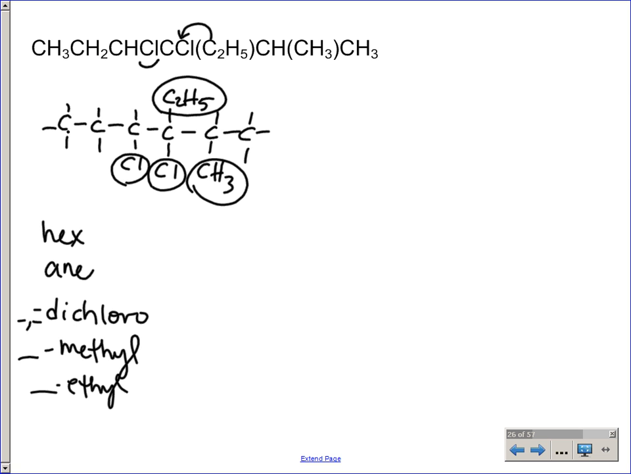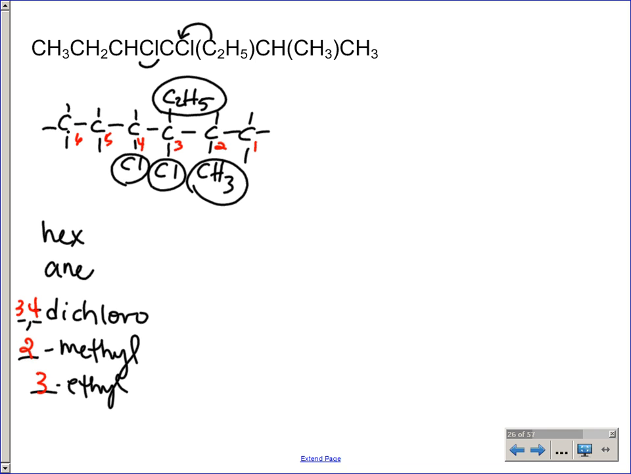So let's go ahead and number these so that our substituents have the lowest number possible. And when we number, all we need to do is initially look at it. There are more substituents on the right-hand side of this formula, so let's just go ahead and number from the right. 1, 2, 3, 4, 5, 6. Numbering that way allows for our methyl to be on the second carbon, our ethyl to be on the third carbon, and both of our chlorine groups are on 3 and 4.